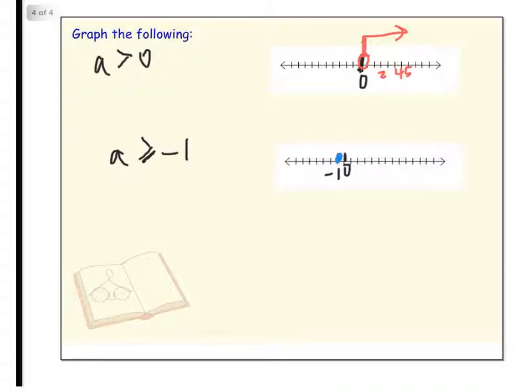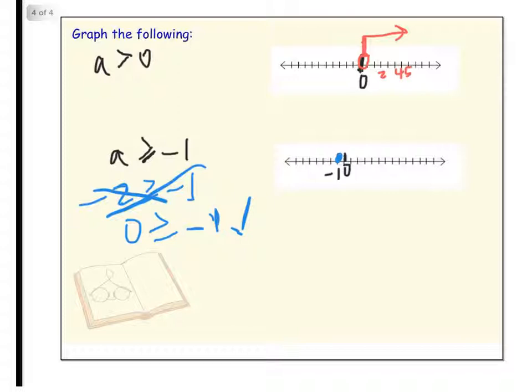So let's do a check. Let's say I was going to point my arrow to the left. Then I would have negative 2. Is negative 2 greater than or equal to negative 1? No. Now let's flip to the other side of negative 1 and use 0. Is 0 greater than or equal to negative 1? Yeah, 0 is greater than negative 1. So my arrow needs to point to the right.